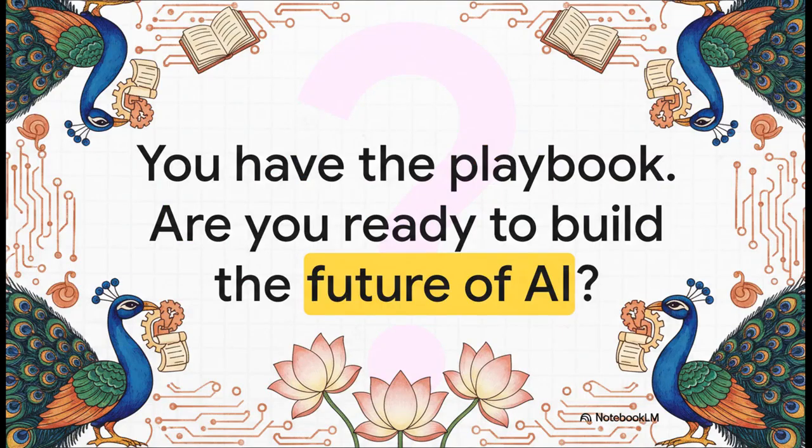So there you have it. That's the playbook. This is the proven foundation for moving past the hype. The gap between a demo and a production-ready AI application isn't magic. It's just good engineering. You have the guide. So the only question left is, which part are you going to implement first?